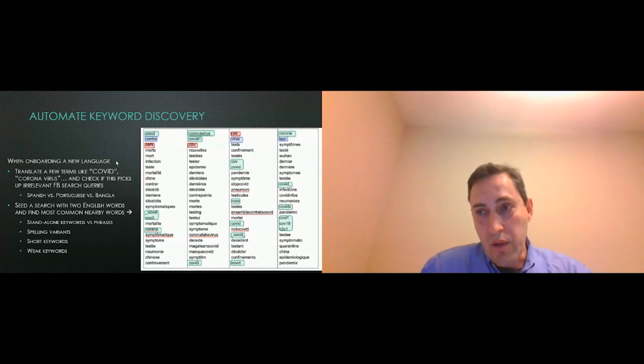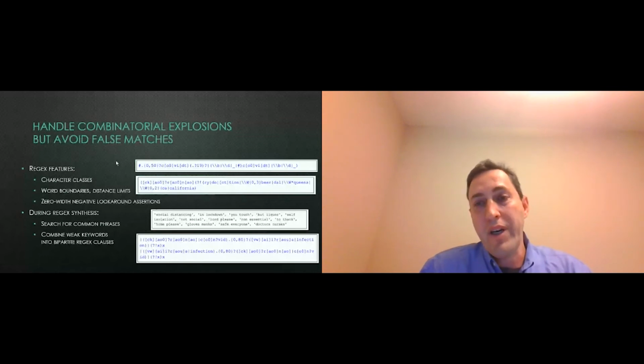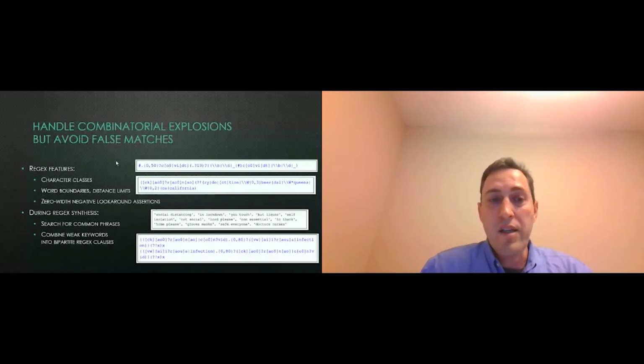We use several features of regular expressions to compactly capture spelling variants, such as character classes. So you could use C or K, A or O or zero. We use word boundaries for short keywords. We use zero width negative lookahead assertions to exclude, for example, Corona beer. So we can match Corona, but not followed by beer. Okay. And when we synthesize regexes, we also look for common phrases.